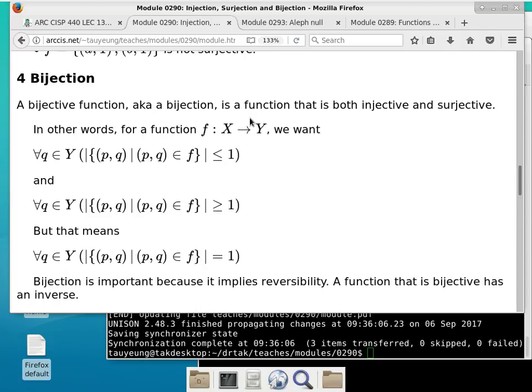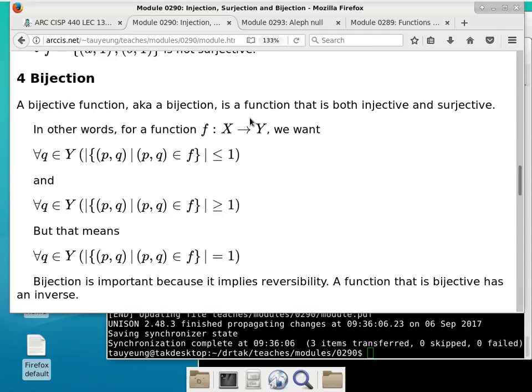So bijection is easy. By definition, bijection means it is an injection and it is a surjection. F has to be a function first. But on top of being a function, we know it is injective and we know it is surjective. If a function meets all of those requirements, then it becomes a bijective function, also known as a bijection. So we're just doing a conjunction.